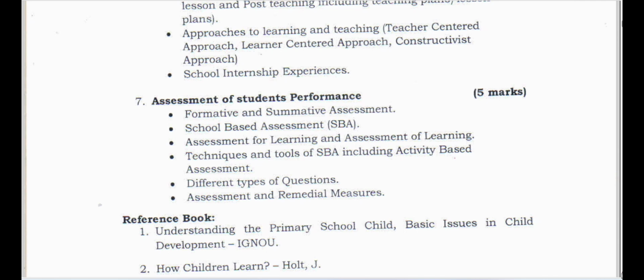And here a reference book is given, but I would suggest that you should not buy these books, because in IGNOU books, you know very well, lots and lots of information is given which is not even needed. Of course, when you are doing your masters or research or PhD, it is needed. IGNOU books are very good, but for the MTET examination, I don't think they are required. For your MTET exam, you should stick directly to the point.